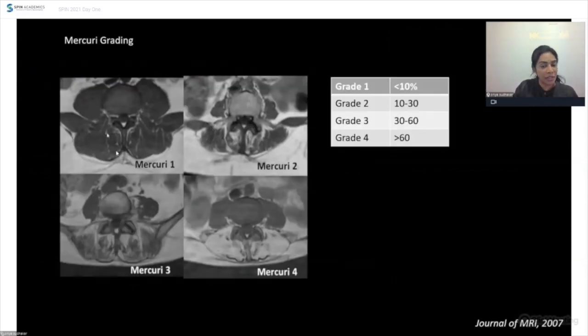On T1 weighted images, when there is fatty infiltration of the muscle, there is a Mercuri grading, whereas the first one is less than 10%, 10 to 30, 30 to 60, and more than 60. You don't need to always use this, but this is a rough guide to how much of the muscle is infiltrated, and also in subsequent MRIs where you can assess progression.